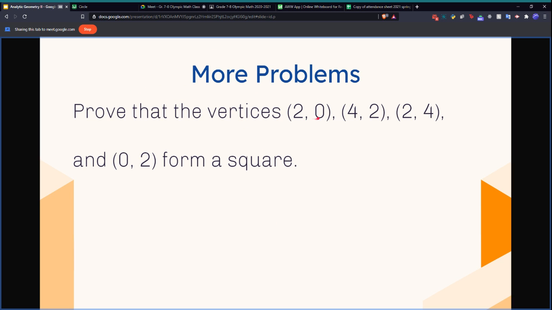Prove that the vertices (2, 0), (4, 2), (2, 4), and (0, 2) form a square. I'll give you guys a minute to think about this one. So it's a proof question. There's no definite answer or anything. We just have to prove it out. So just figure out what process you would use to prove this.